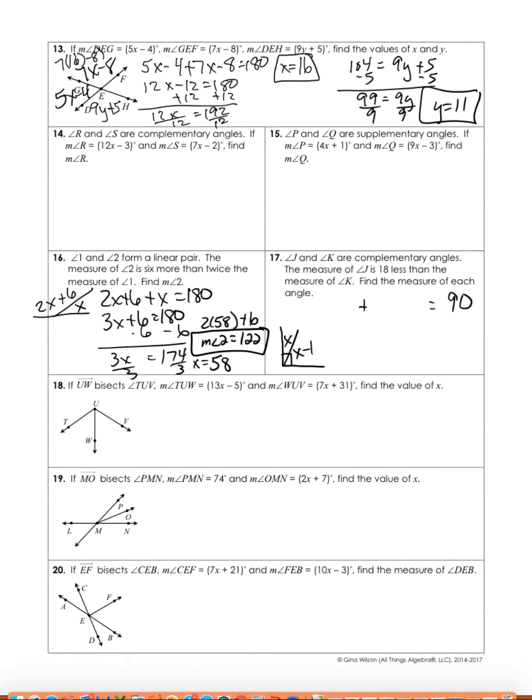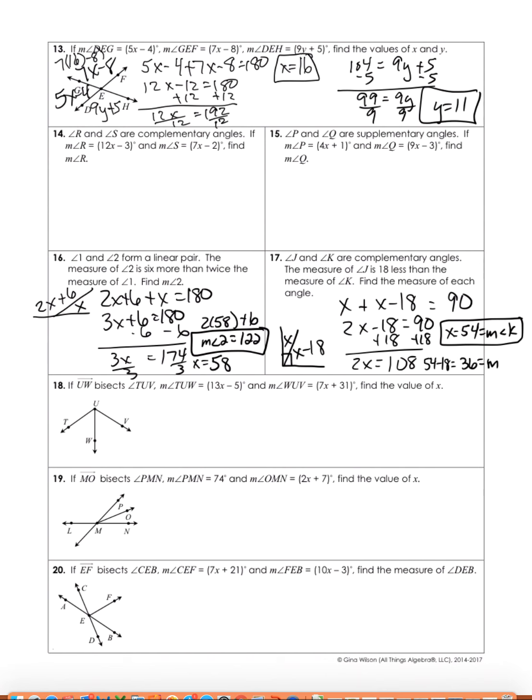So I'm going to have X. I'm going to add X minus 18, and that'll equal 90. So 2X minus 18 equals 90. Add 18. 2X equals 108. So X equals 54. Okay, so that's the measure of angle K. And then J is 18 less than that. So 54 minus 18 is 36, and that's the measure of angle J.